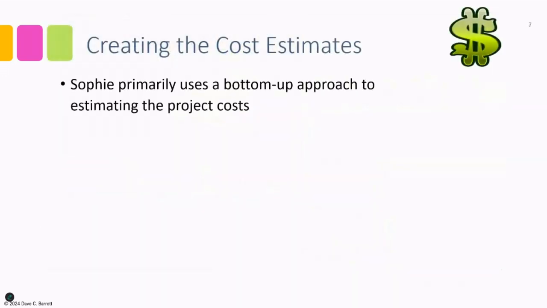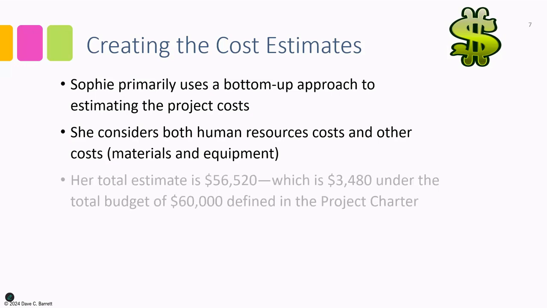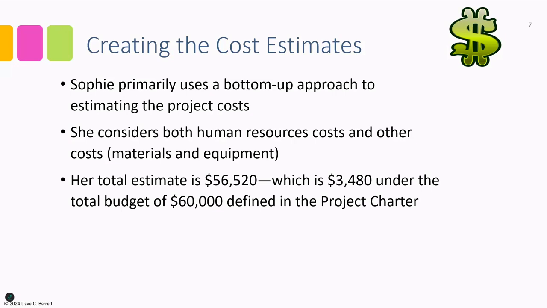Okay, so in this video, we saw Sophie, the PM, primarily using a bottom-up approach to estimating the project costs. That was her main approach. She considers both human resources costs, the people time, and other costs such as materials and equipment. Her total estimate is $56,520. This is about $3,500, $3,480 under the total budget of $60,000 defined in the project charter.